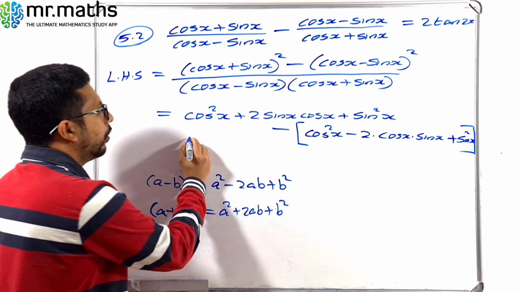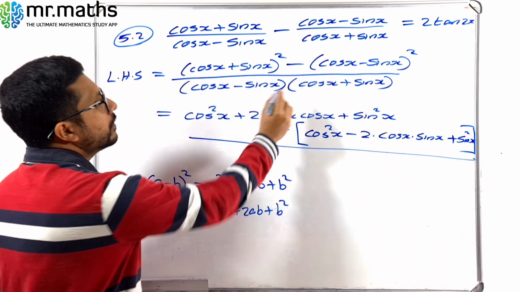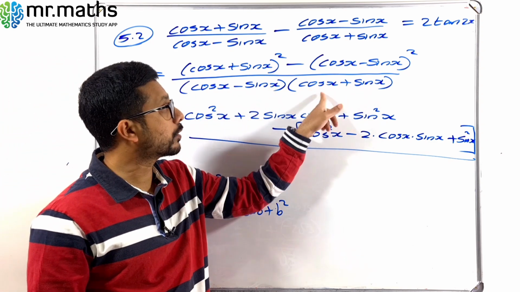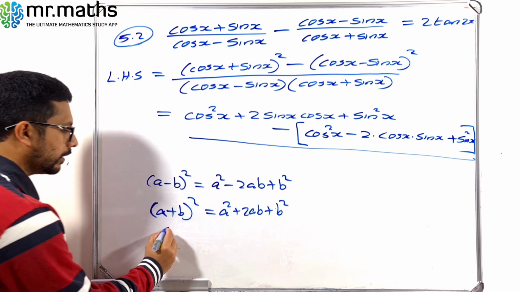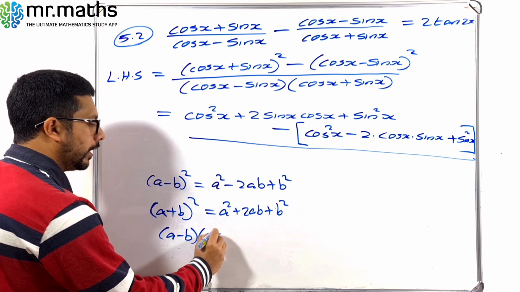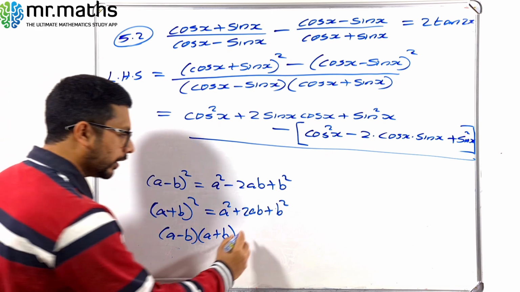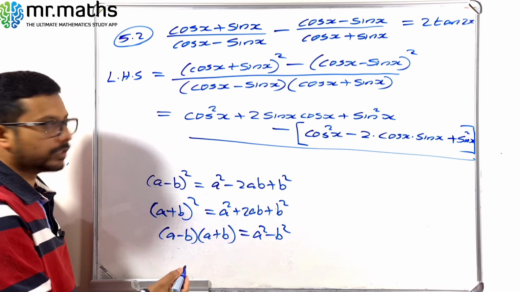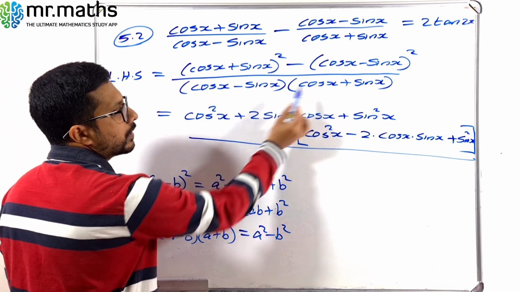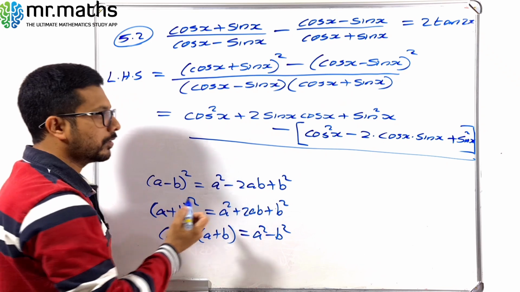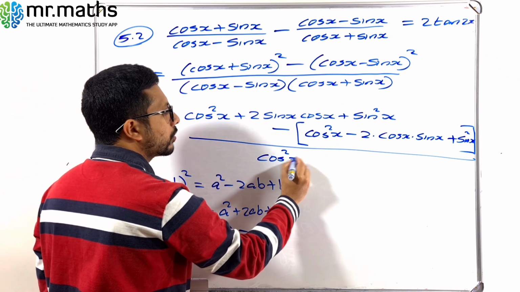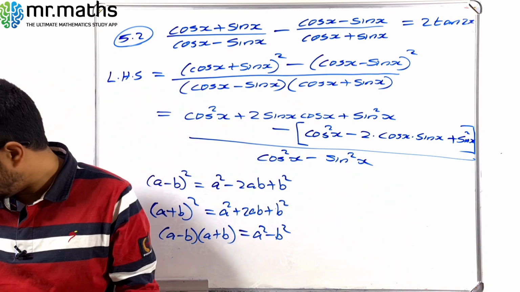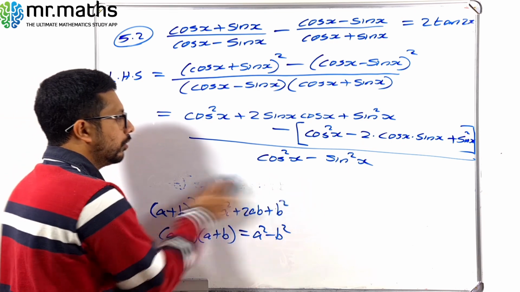Then the whole divided by, what is this one? Cos x minus sin x into cos x plus sin x. Is it not something like this? A minus b into a plus b, difference of two squares. What is that one? A square minus b square. Similarly here it is cos squared x minus sin square x. So here the whole divided by cos squared x minus sin square x. Now look at the numerator. We have to expand that, whole of that brackets.